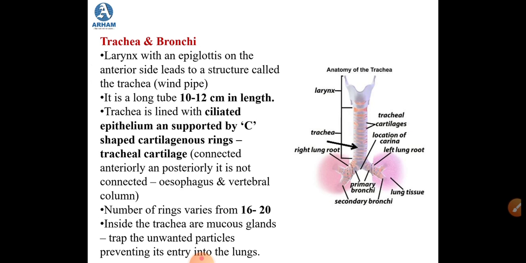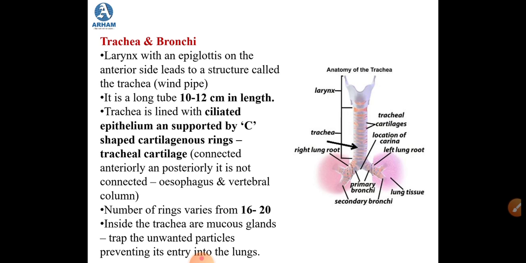Then we studied about trachea and bronchi. So the trachea is a long tube which is 10 to 12 centimeters in length, and it is lined by ciliated epithelium again. And it is supported by C-shaped cartilaginous rings. Now these C-shaped cartilaginous rings, or the tracheal rings, are connected only on the anterior side. That means on the posterior side, it is completely free.